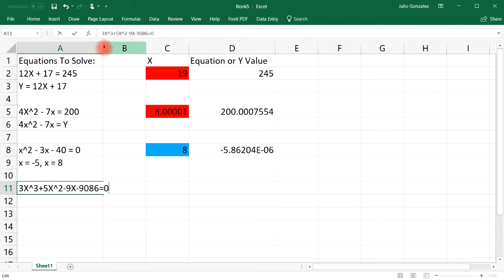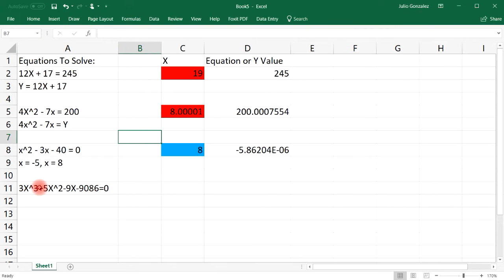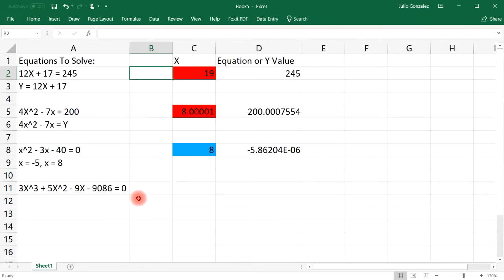So let's expand the width of that column. Let's put some spaces in between all the terms here, just to make it look better. Now, if you double click this line between the 2 columns, it'll automatically adjust to the right size. Another useful feature of Excel.